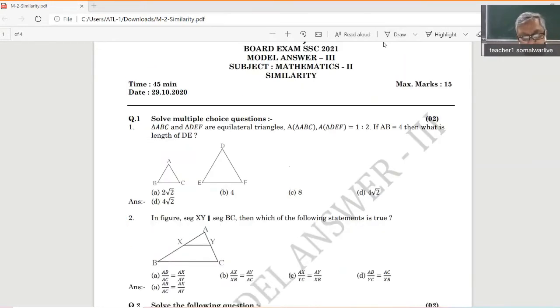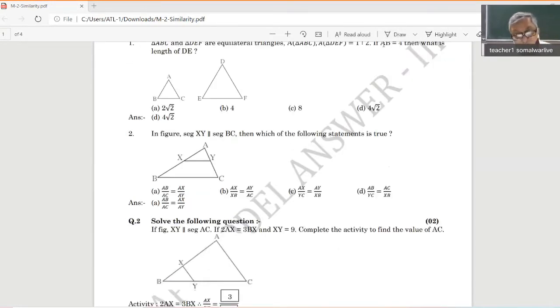In the figure, XY is parallel to BC. Which of the following statements is true? Very simple. XY parallel to BC means we have to use BPT. Now BPT says AX upon XB is equal to AY upon YC. But this is not in the answer options. So what is there? AB upon AC is equal to AX upon AY. Making invertendo, we can get this answer after BPT application.